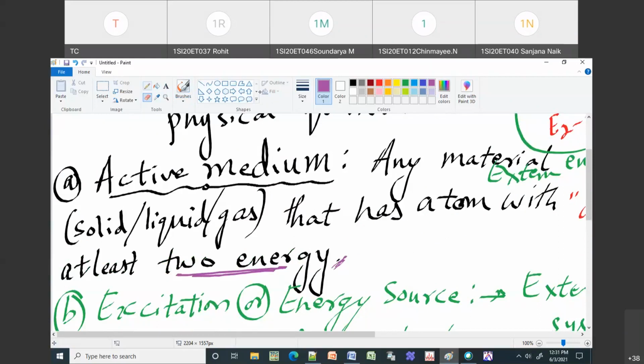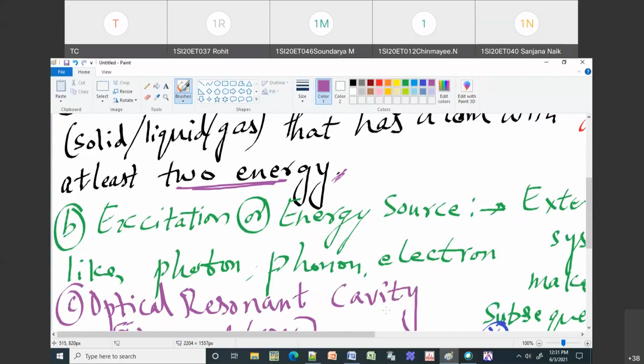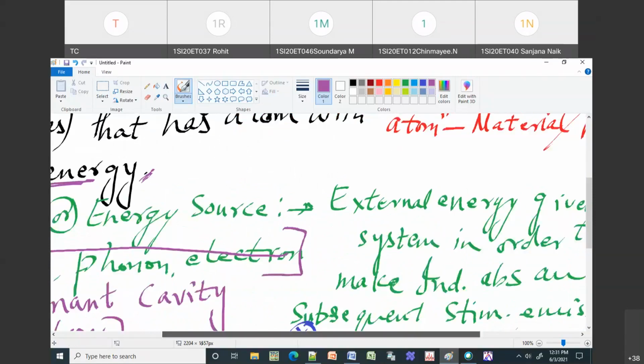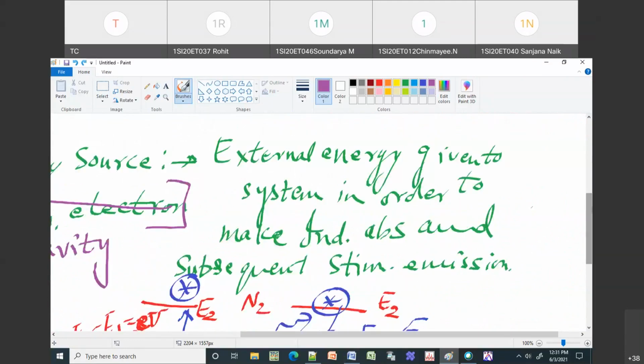Okay, so then the second one is, if you want to have induced absorption and stimulated emission, then you need to give some external energy, either in the form of photons or phonons or electrons. Okay, so these are some of the ways of giving it. So this is your external energy, the excitation source or energy source, which is the external energy that is provided to the system in order to make induced absorption, and also the subsequent or continuous stimulated emission.